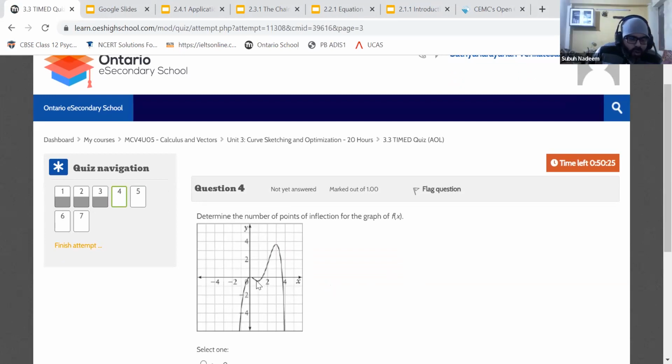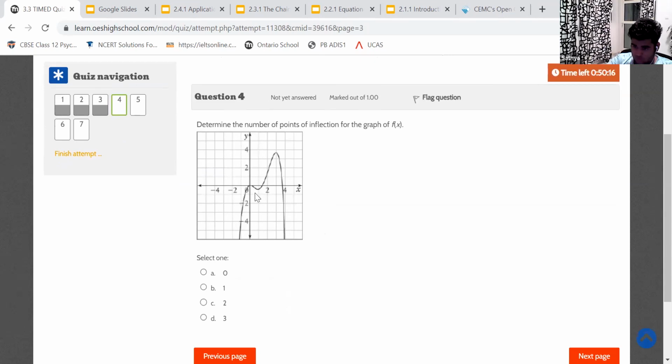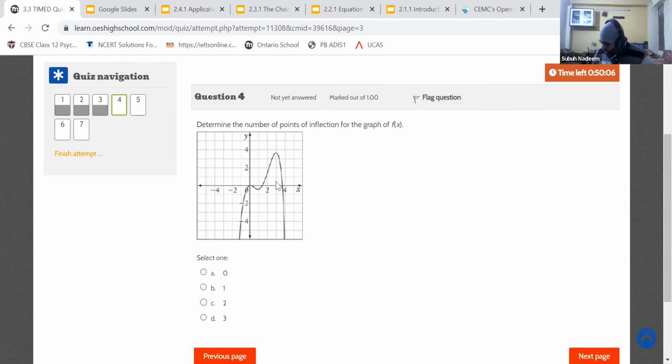Determine the number of points of inflection for the graph of f of x. So this is 1. Right. Is this 2? Yes. So only 2.